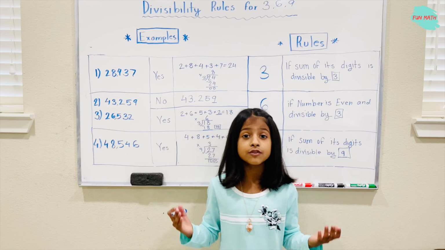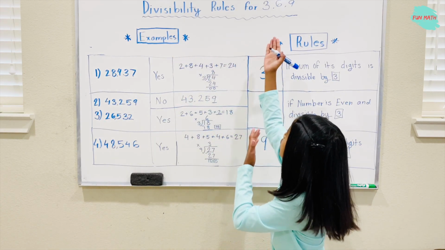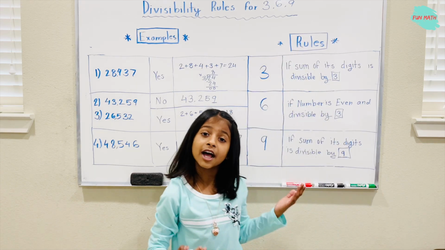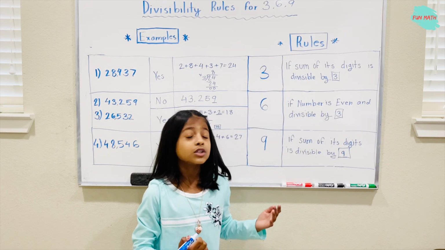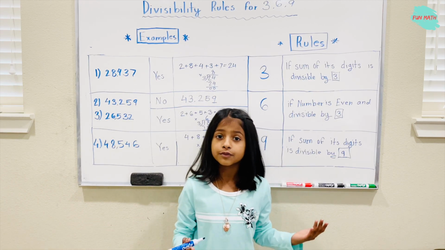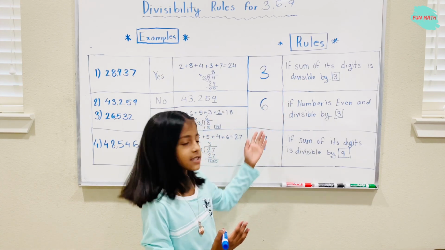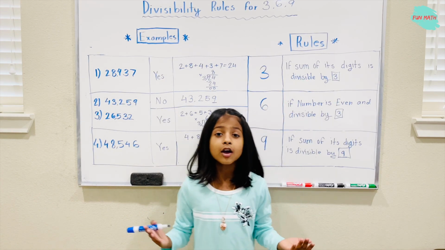Alright, now let's review what we learned today. We learned about divisibility rules for 3, 6, and 9. Here we had the rules for 3, 6, and 9, and we understood how to solve these examples using the rules for 3, 6, and 9. And I hope you understood.